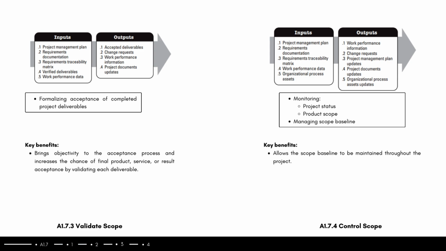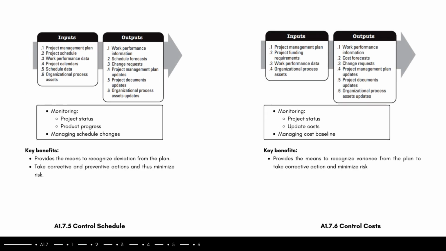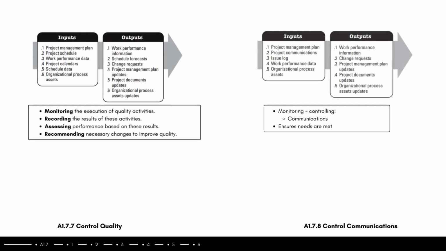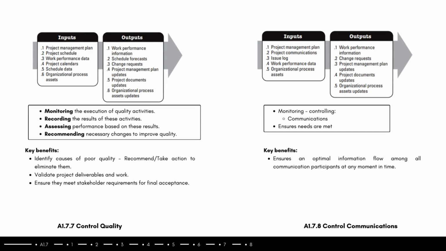The fourth step is control scope, monitoring project status and managing scope change, maintaining the scope baseline. The fifth step is control schedule, monitor project activities, update progress, and manage schedule change. The sixth step is control cost, monitor project status, update cost, and manage cost baseline change. Step 7 is control quality, which monitors and records quality activities, assesses performance, and recommends change.